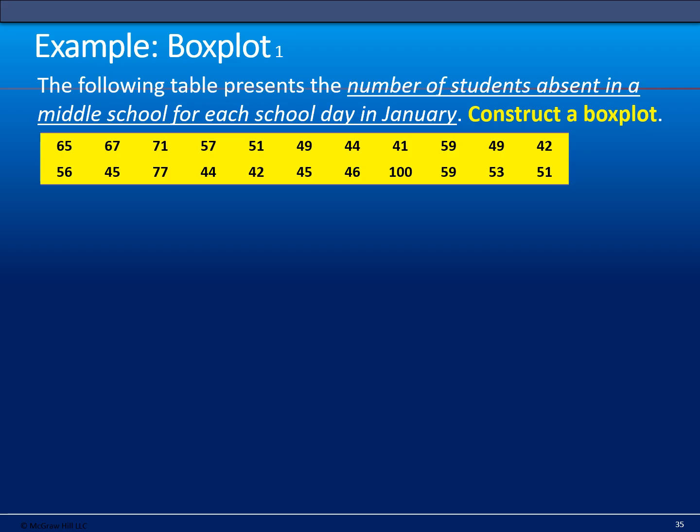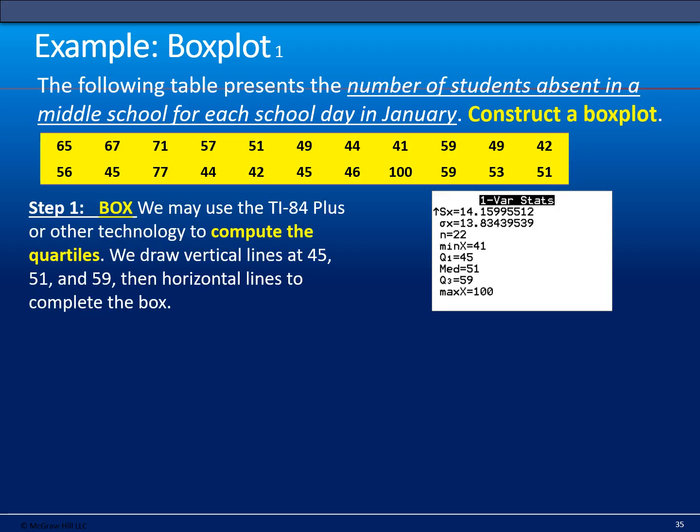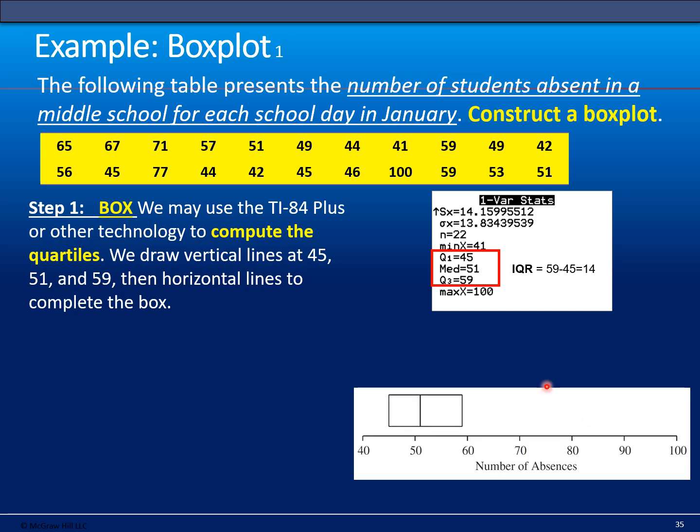Let's go back to the number of students absent in middle school for each school day in January. Okay. So remember, here we have the data. For the box, we use quartile 1, the median, and quartile 3. So what we're going to do is draw vertical lines at 45, 51, and 59, and then we make this into a rectangle.